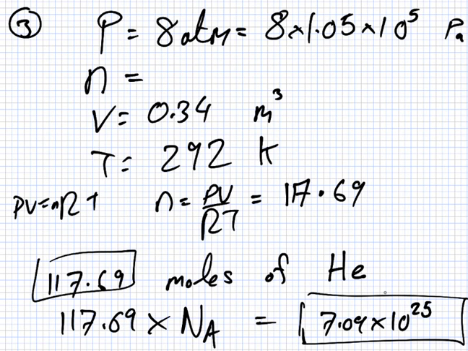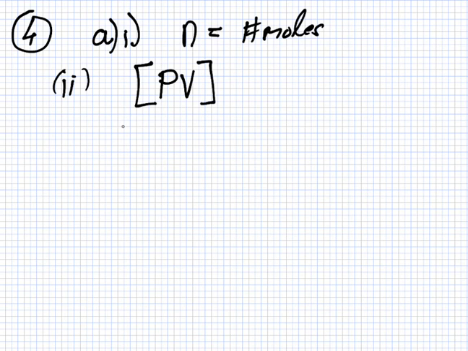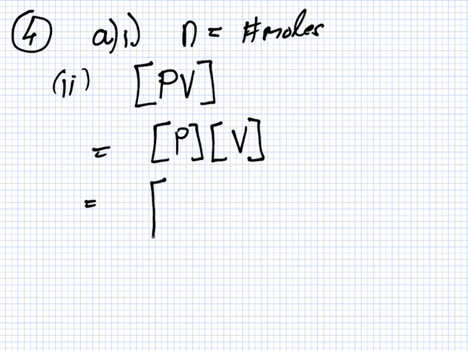4 now. Part 1. What does the n represent? Oh my goodness, number of moles. Okay. Now this one is more interesting. Give the unit for pressure multiplied by volume. So the unit for pressure multiplied by volume is the unit for pressure multiplied by the unit for volume. Pressure is just a formula, force over area. And volume is just going to be volume for the moment.